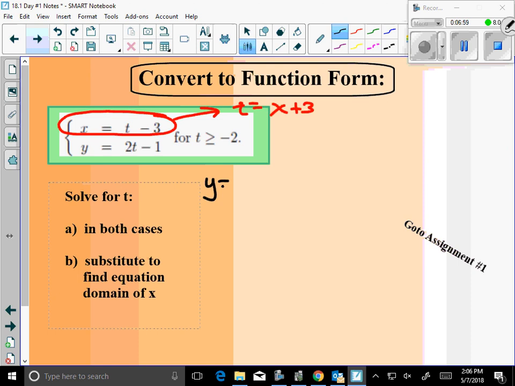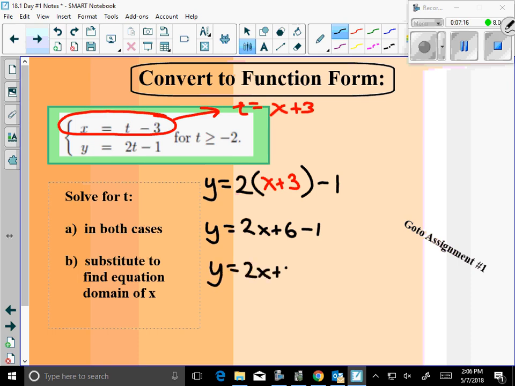And if y equals 2 times t minus 1, I'm going to plug x plus 3 in there. And oh my gosh, look at that. I get 2x plus 6 minus 1, which comes out to be what? 2x plus 5. So in both cases, what I did there is I only solved for t in one of them, and I plugged it into the other for t.